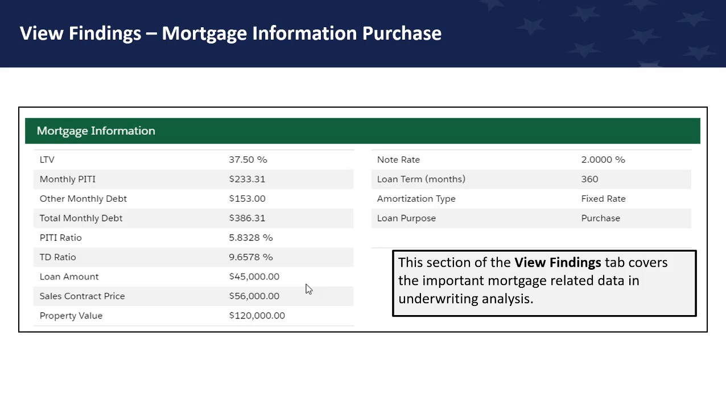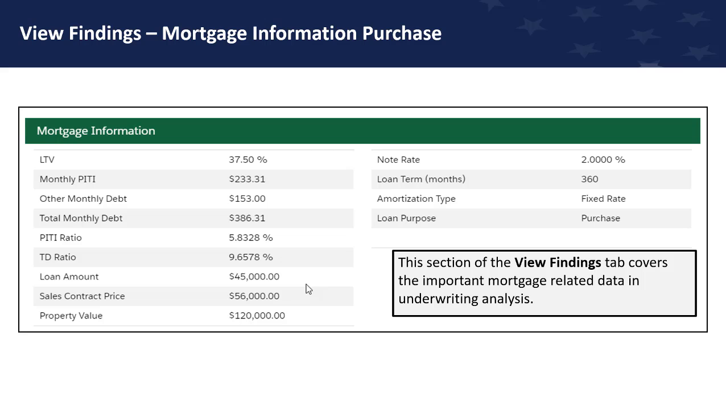The next section of the View Findings is the Mortgage Information section. Information in this section includes LTV, Loan to Value Ratio. This is populated based upon the loan amount and appraised value data input into GUS. Monthly PITI, Principal, Interest, Taxes, and Insurance. This is calculated based on the loan request and includes the annual fee for the first year. Other monthly debt. This is a sum of monthly payments owed by the borrowers. Total monthly debt. This is the sum of other monthly debt and monthly PITI.